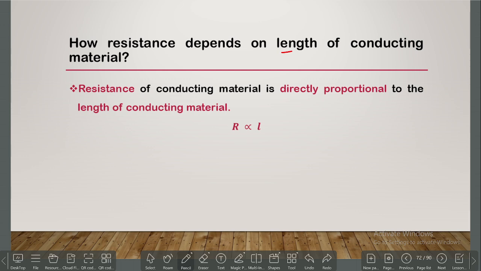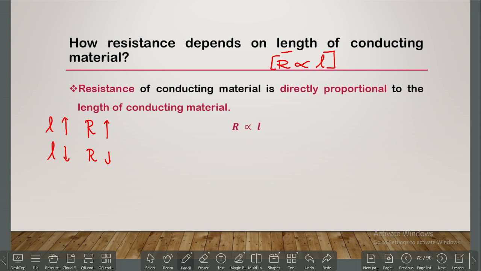So in this, what is the first factor we have? Resistance depends upon the length of the conducting material. How does it depend? Resistance is directly proportional to the length of the conducting material. Directly proportional means, if the length of the conducting material is high, that conductor will offer more resistance. Clear? That means if length increases, resistance also increases. If length decreases, resistance also decreases.